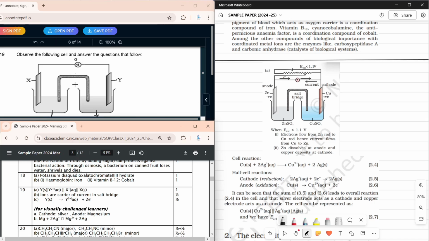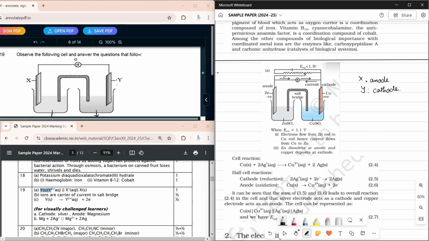The only reason I could find for this to be the case is that this actually has a minus sign over here. So maybe that's why this is considered to be the cathode. However, I couldn't find a valid justification to be okay with this particular answer. So according to your CBSE marking scheme, it says that Y is the cathode and X is the anode. But according to a normal representation of a Daniell cell or an electrochemical cell, you have the anode on the left and the cathode on the right. Based on this, the answer actually has to be that X is the anode and Y is the cathode.